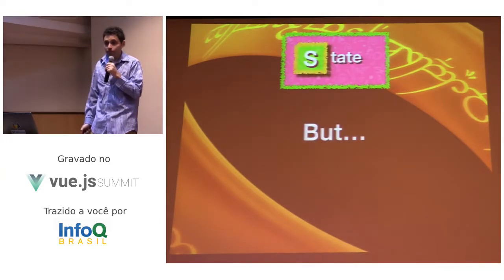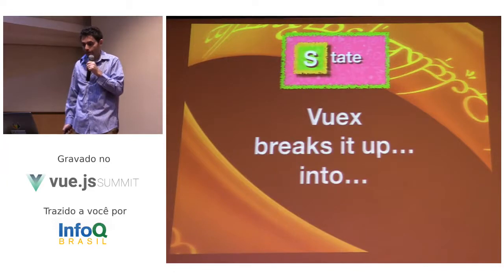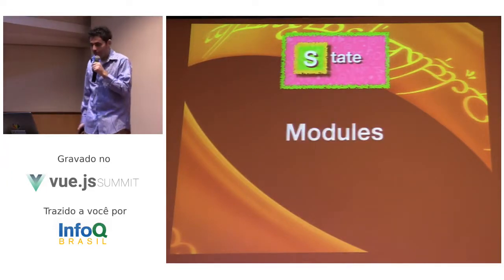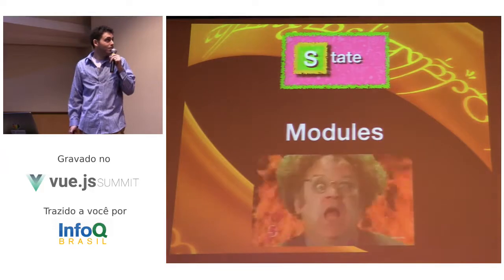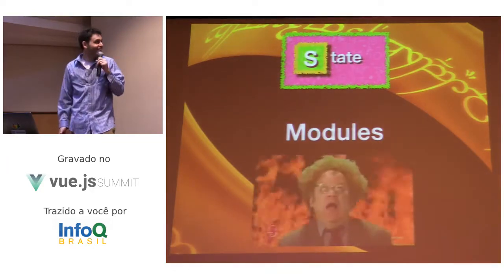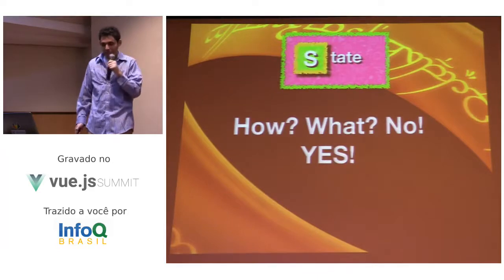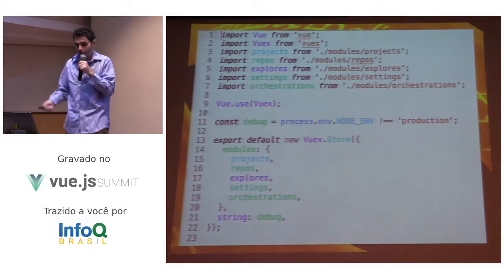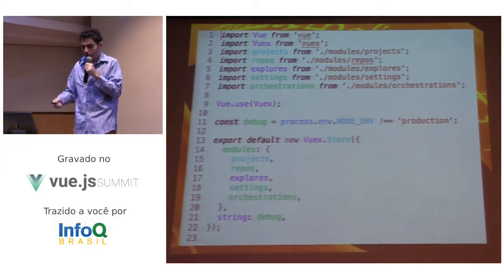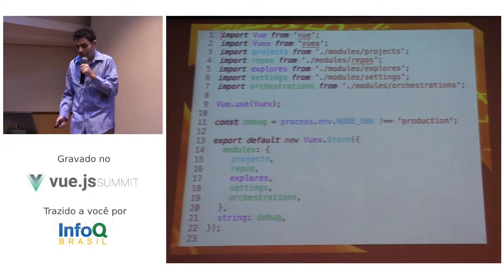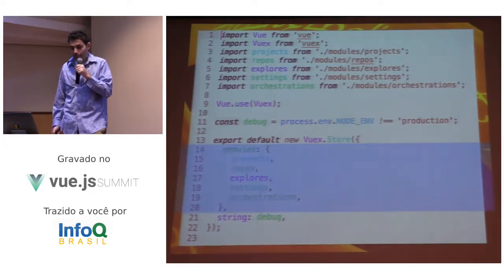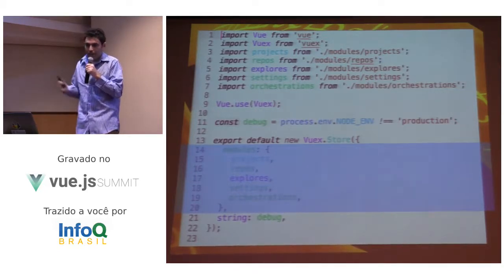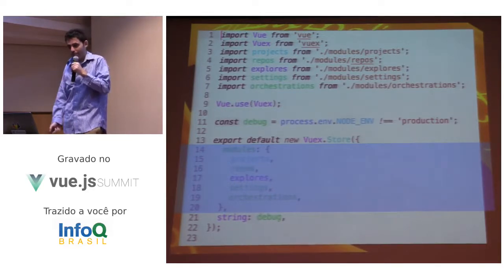But the difference with Vuex is that Vuex breaks it up into modules. Modules. So how does it break it up into modules? Well, first of all, what am I talking about when I say modules? Here's some code from our startup, Meltano. You can see right here that we pass the store a list of modules, right? For my app, it's projects, repos, explorers, settings, orchestrations, whatever that means. That's our list of modules.